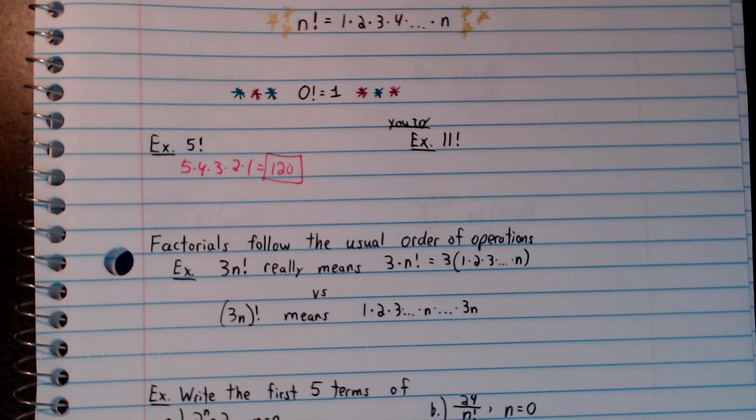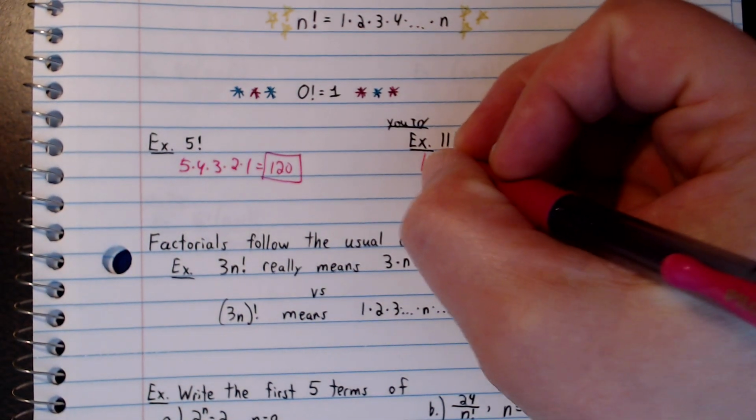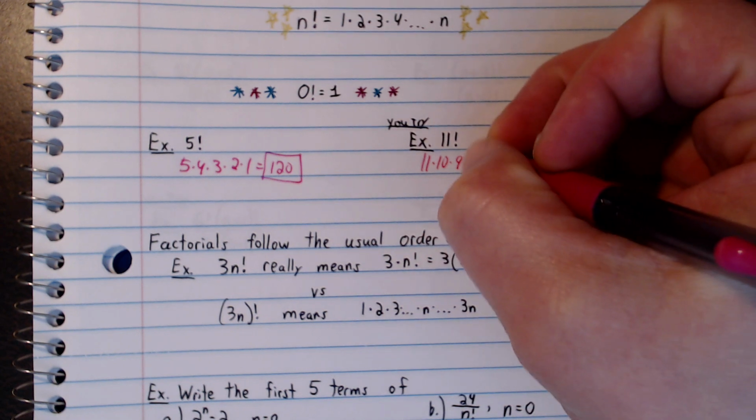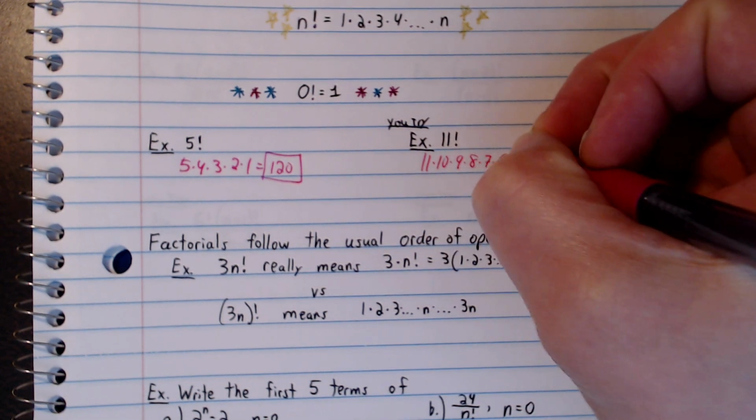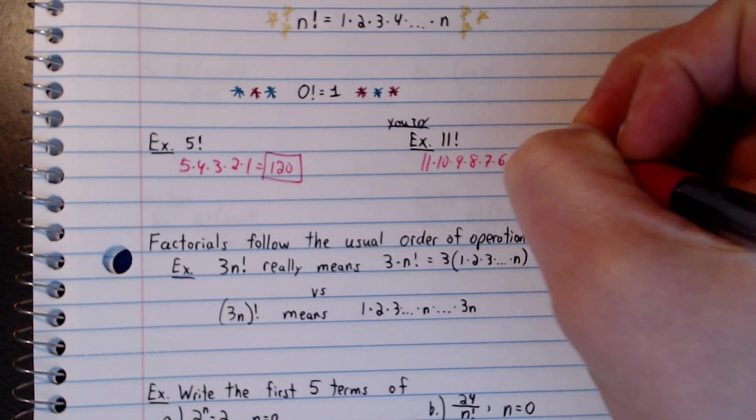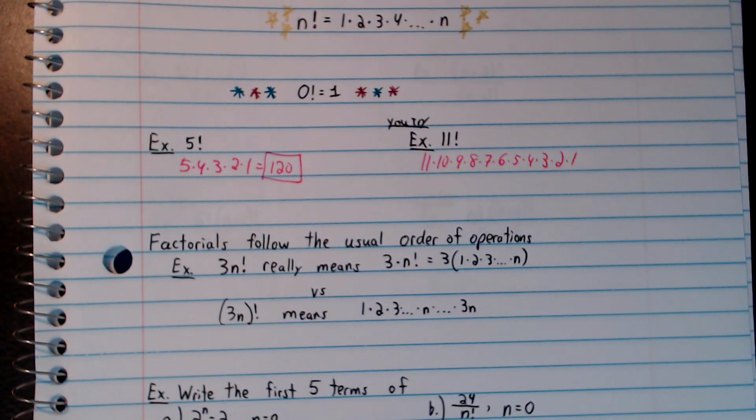Alright, let's check it out. You're doing 11 times 10 times 9 times 8, 7, 6, 5, 4, 3, 2, 1. Right? So if you either typed all that into your calculator, or if you did it out by hand, I guess you should have gotten some sort of number. I'm going to show you an easier way to do it than doing 11 times everything on the calculator. I'm going to show you how to do the shortcut. So this is what you're going to do.